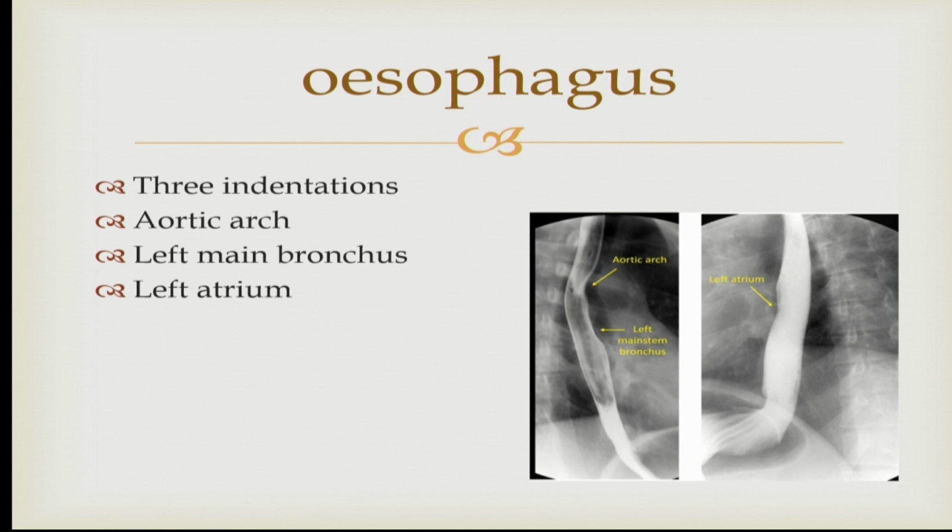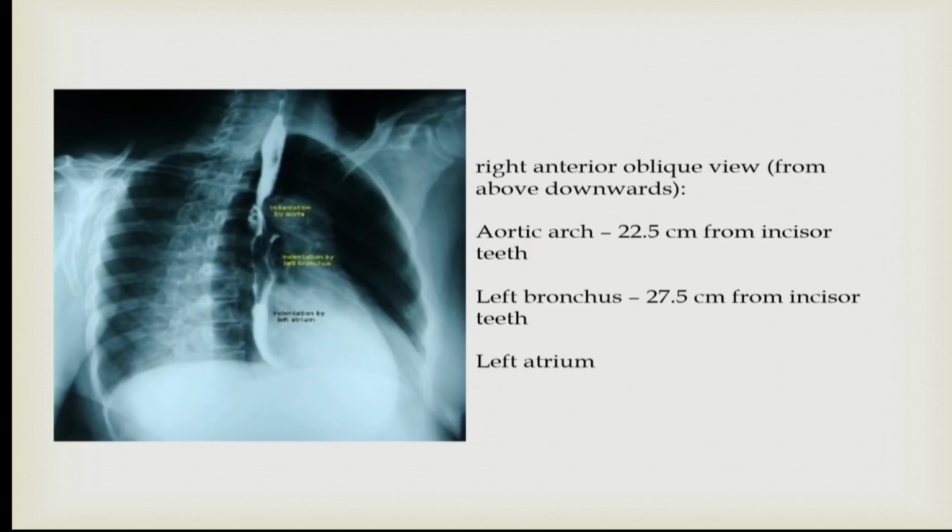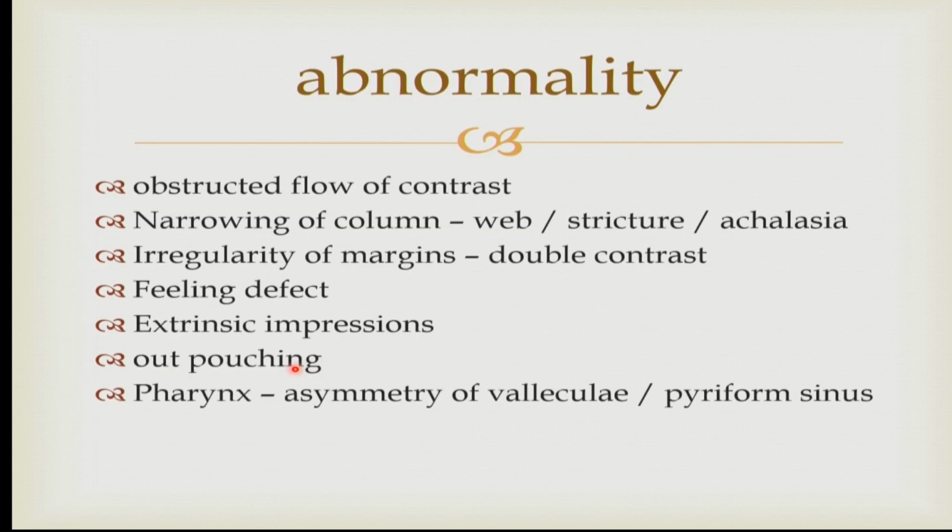Imagine when 2D echo was not so advanced, or even sonography was not advanced, to delineate the extent of left atrium enlargement, barium swallow was done. We have come far from that. So these are the indentations: this is of the aortic arch, left main bronchus, and then that of the left atrium.